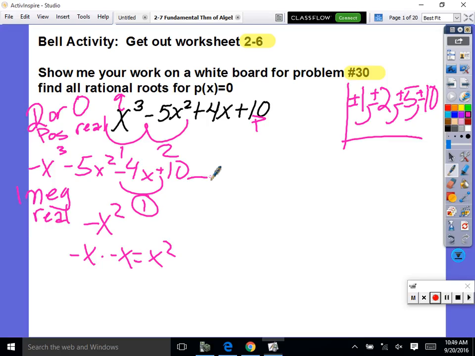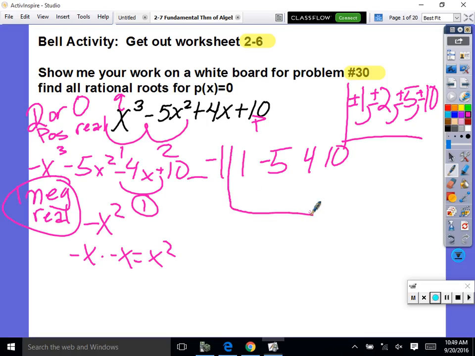Okay, so I've got to start testing them, and I like to test using synthetic division, that's the smartest way, really. Since I got the 1 negative, I'm going to do negative first. So I know it's 1, negative 5, 4, 10, and then negative 1. I'm going to start with my smallest. 0 and then 1, minus 1, minus 6, 6, 10, minus 10, and then 0.